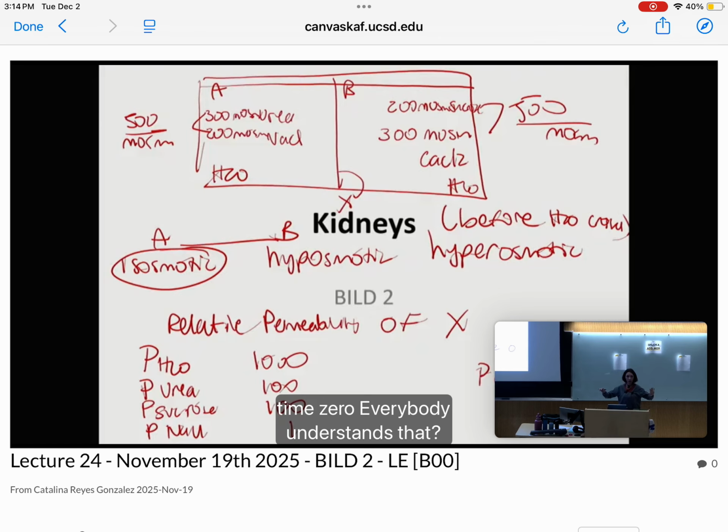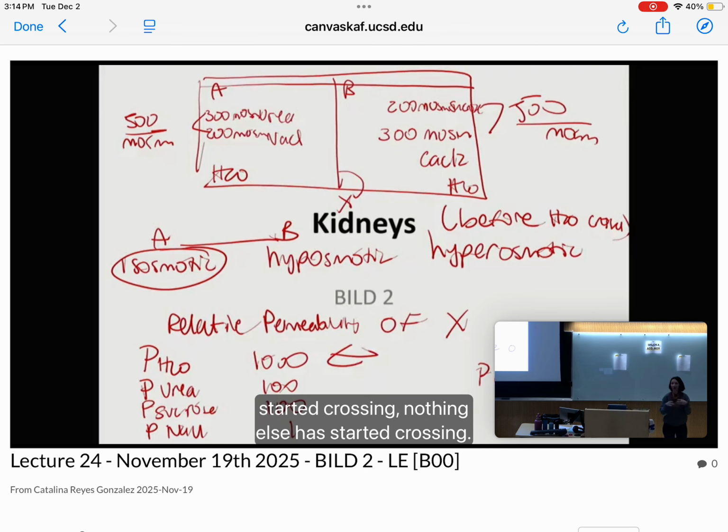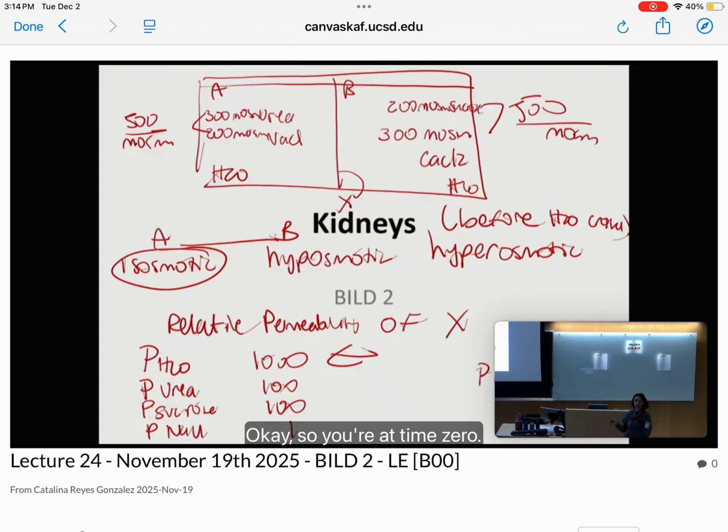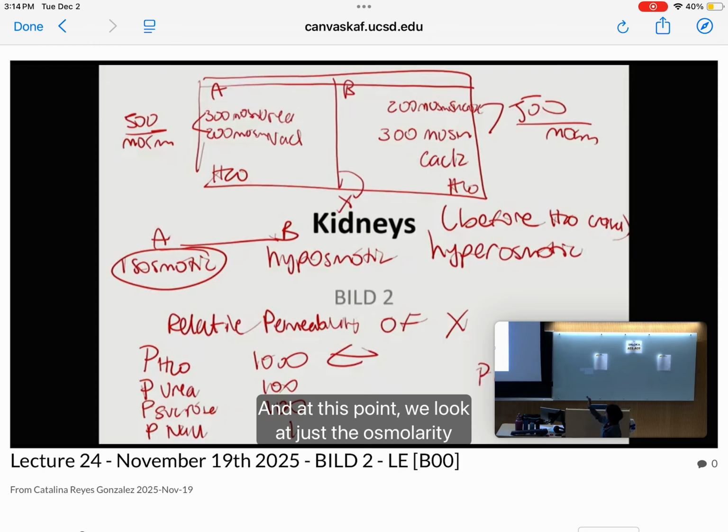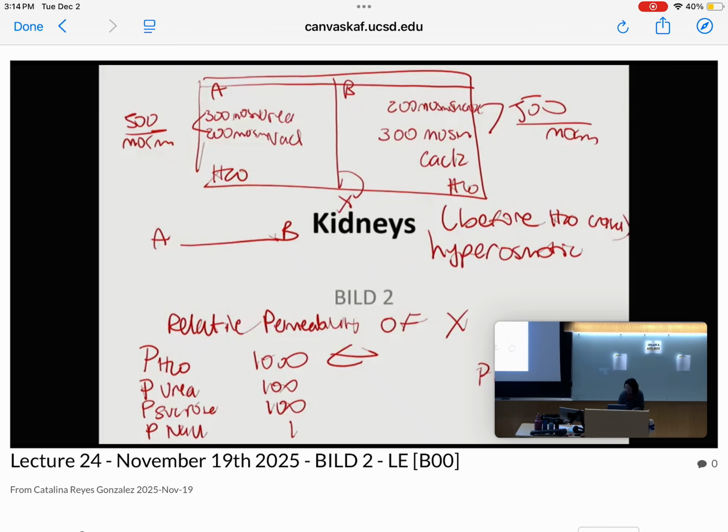Everybody understands that? Somebody doesn't? I can explain it again. Before any water crosses, water is the one with the highest permeability. If water hasn't started crossing, nothing else has started crossing. So you're at time 0, and at this point we look at just the osmolarity of tank A and tank B, and it's the same, so it's isosmotic. Both tanks have the exact same osmolarity before anything crosses. So now I'm going to ask you a second question.